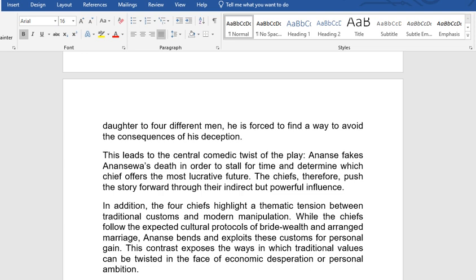The chiefs therefore push the story forward through their indirect but powerful influence. So Ananse tries to buy time here so that he can think of which one he is going to choose among the four chiefs.